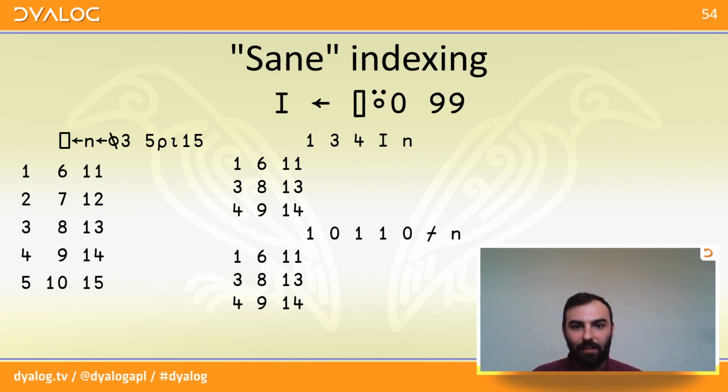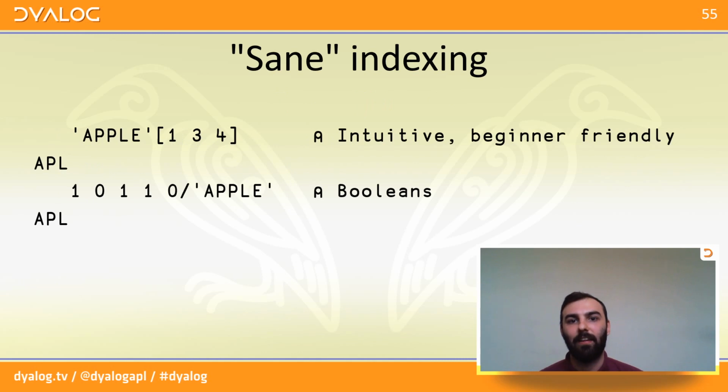That was the right tack. This is sane indexing. It's related in some sense to something you learn really early on in APL, but it gives you a single construct, a single function that you can use on arrays of any rank.